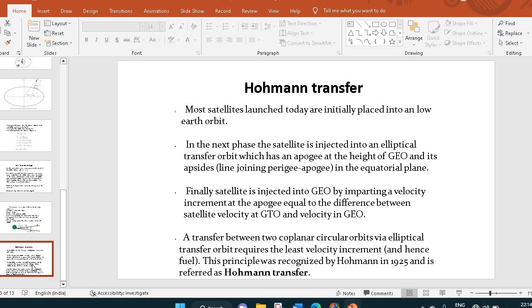Most satellites launched today are initially placed on low Earth orbit.